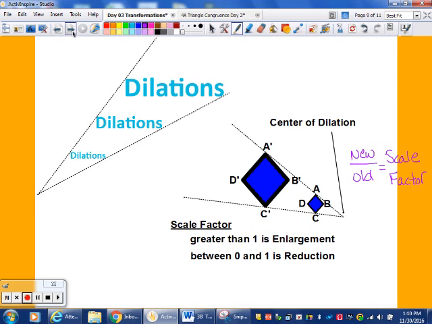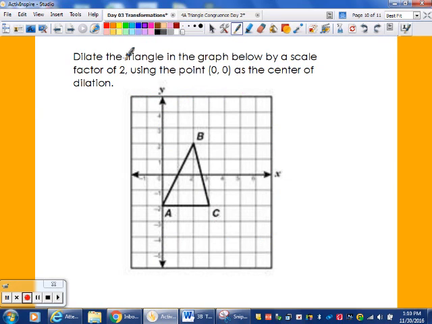Alright, so let's look at some stuff. So it says, dilate the triangle in the graph below by a scale factor of 2. Now, using point 0, 0 as center of dilation. Center of dilation will always be 0, 0 for this class. Okay? So, factor of 2. What does that mean? It's getting bigger, yes. How would you do that? It's really simple. You multiply every x and y value by the scale factor.